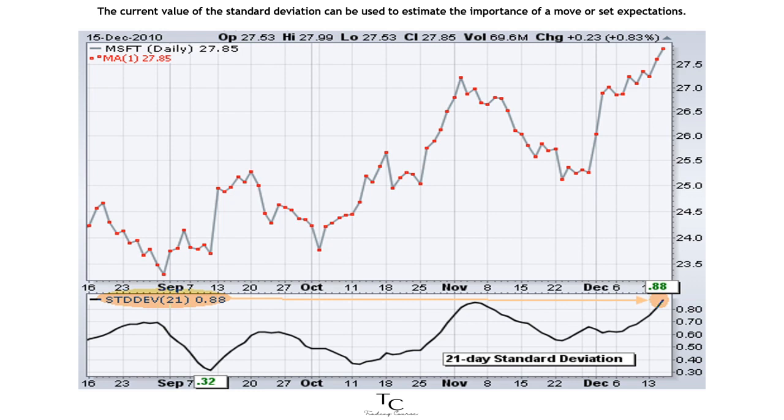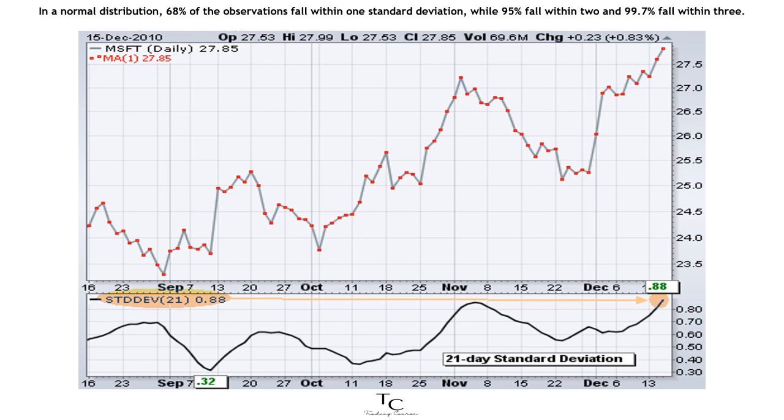The current value of the standard deviation can be used to estimate the importance of a move or set expectations. This assumes that price changes are normally distributed with a classic bell curve. Even though price changes for securities are not always normally distributed, chartists can still use normal distribution guidelines to gauge the significance of a price movement.